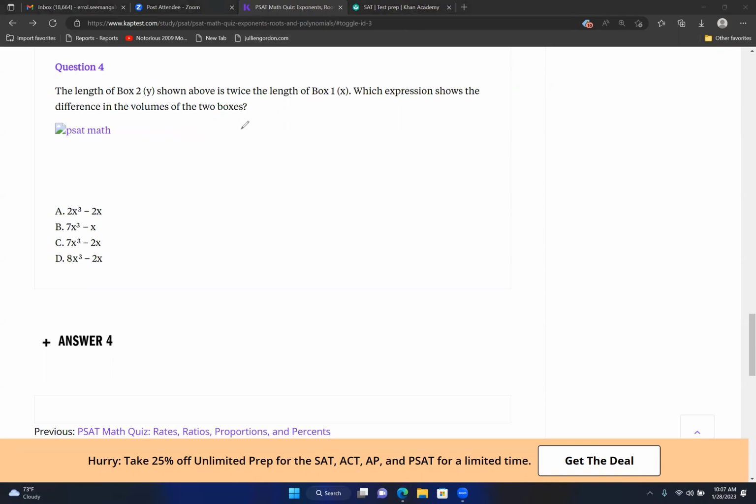Well, not asking two things, but you know what a box looks like, right? A cube. Yeah. Box 1's like that, and then box 2 is something just like that, a different size though. The length of box 2 shown above is twice the length of box 1. Which expression shows the difference in volumes of the two boxes?